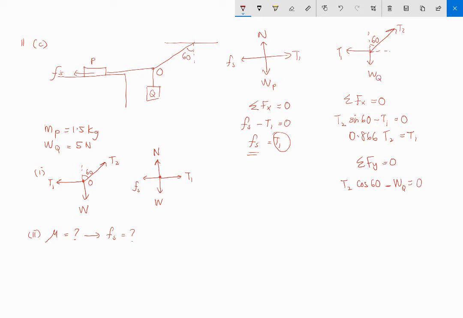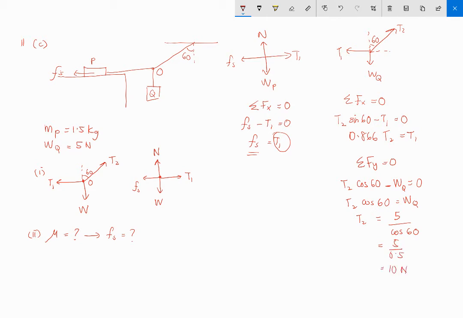Remember soalan memang terus bagi W. So jangan pergi darab dengan 9.81 pula. So masukkan dia terus, T2 cos 60 equals with WQ tadi. So now you have T2 sama juga dengan 5 divided by cos 60. Okay. So cos 60 0.5. So 5 divided by 0.5, you're gonna have 10 Newton.